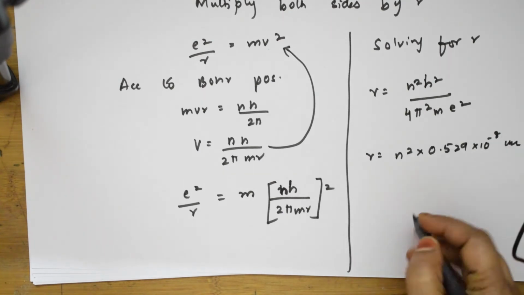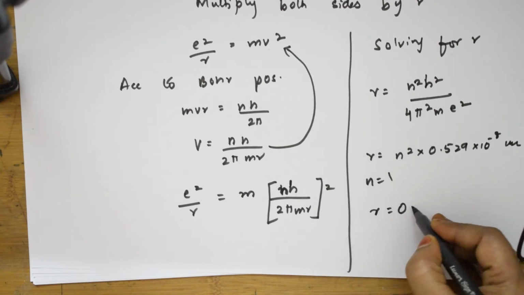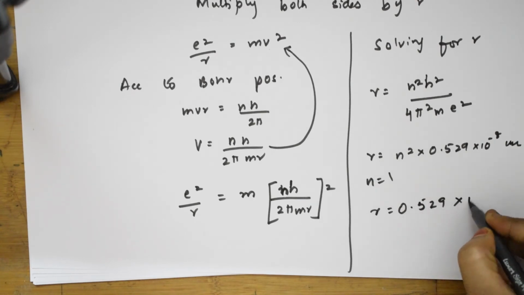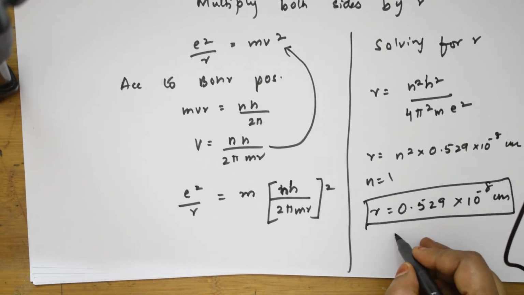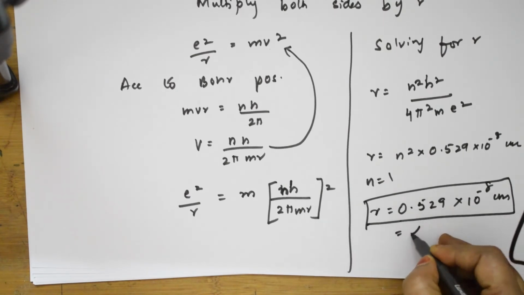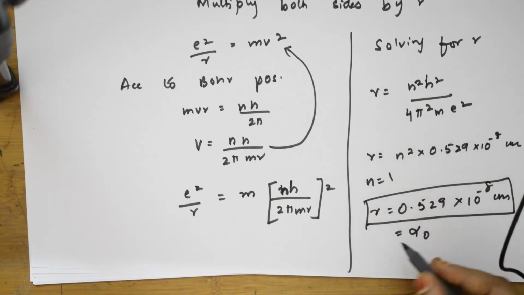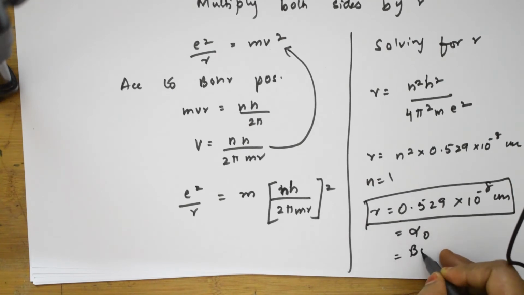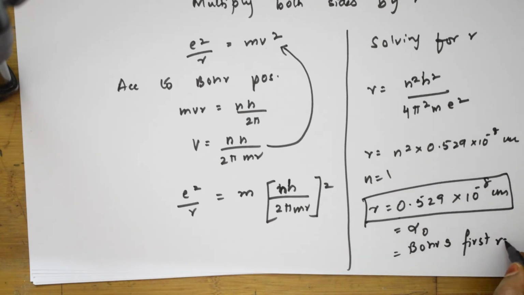Now if I take n value equal to 1, then r will become equal to 0.529 into 10 raised to the power of minus 8 centimeter. So this is your Bohr's radius, and this is also called alpha naught. Alpha naught is called the first Bohr's radius, because we have taken n is equal to 1 here. So this is how you calculate Bohr's first radius.